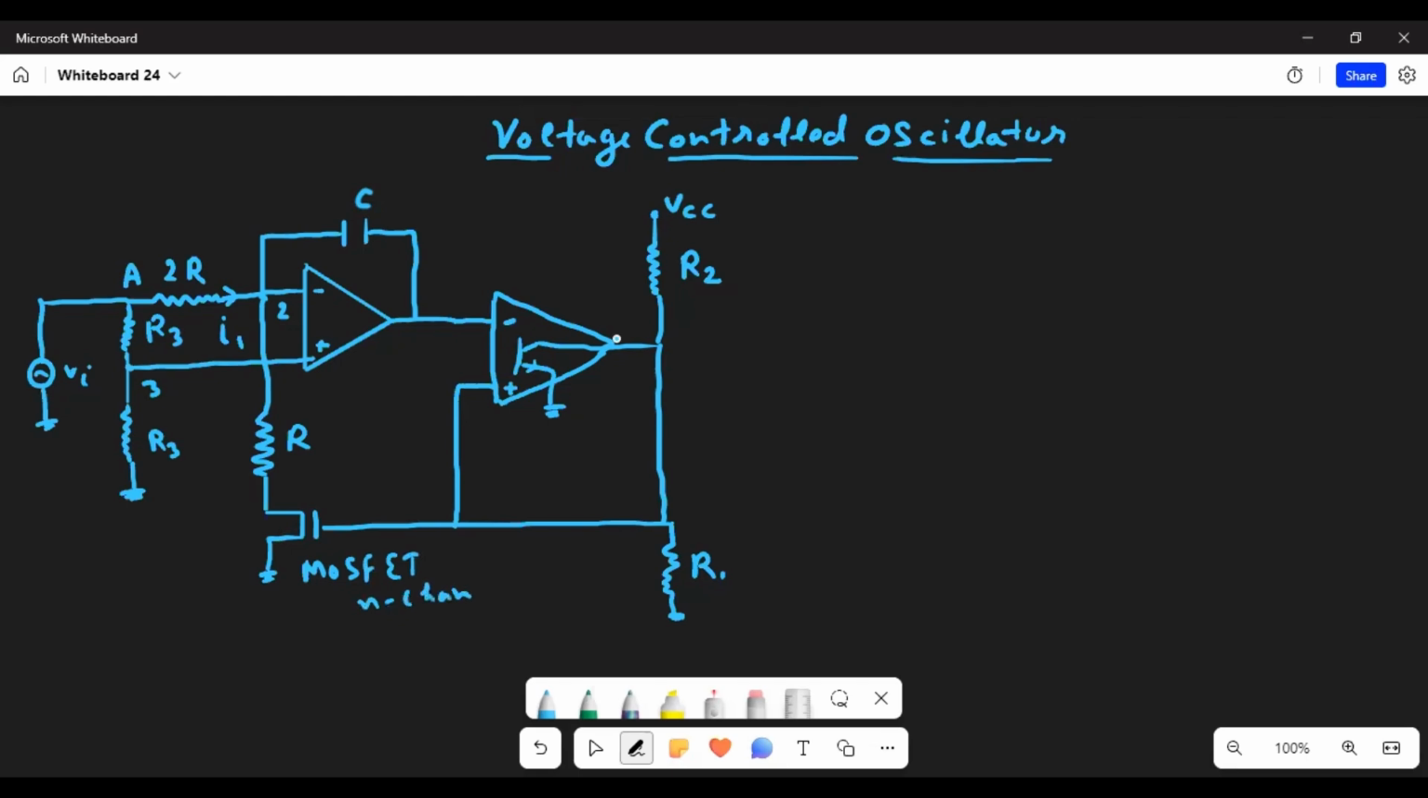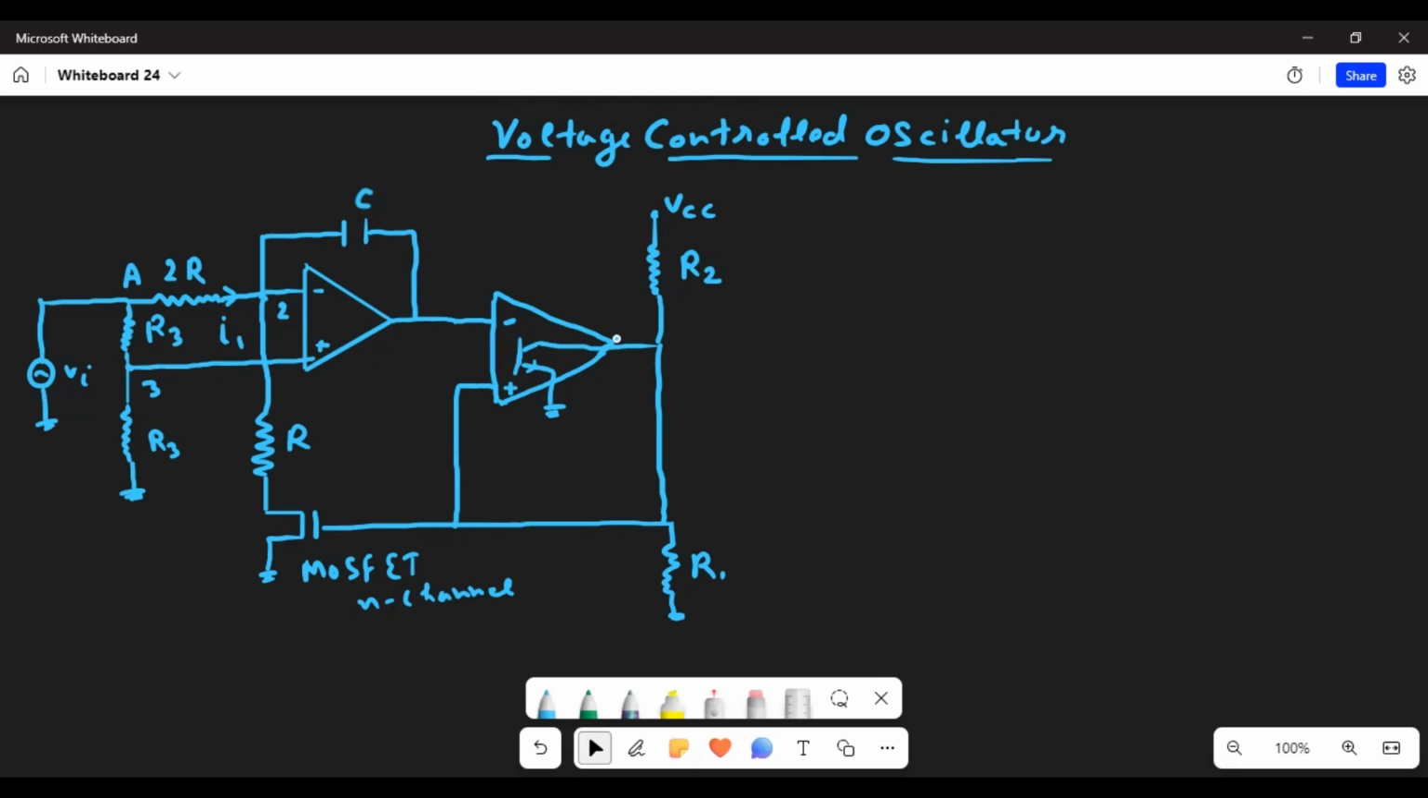The op-amp with a capacitor works as an integrator, and it has inverting and non-inverting terminals, respectively marked as 2 and 3, which are connected to input voltage Vi. And there is also a special kind of op-amp, LM311, which is shown with the symbol BJT inside.